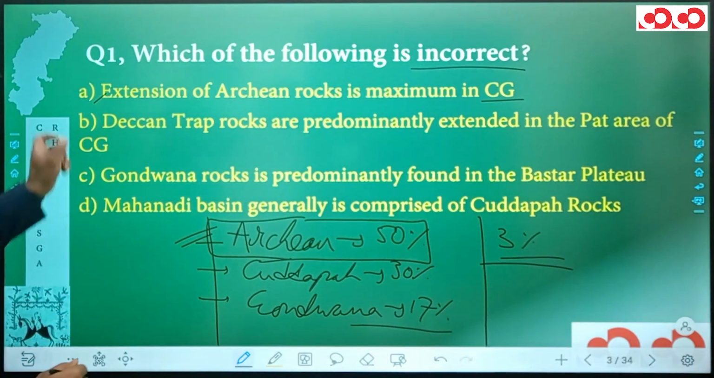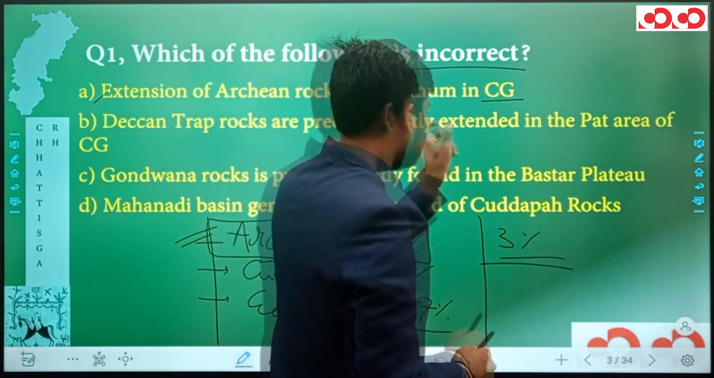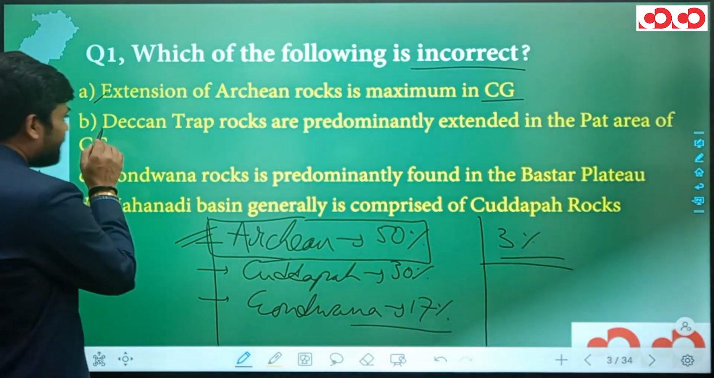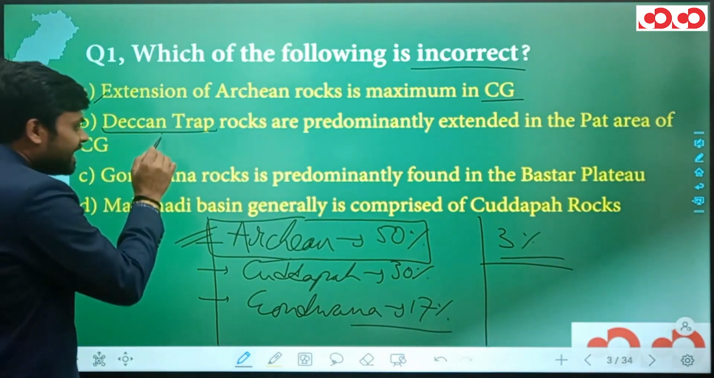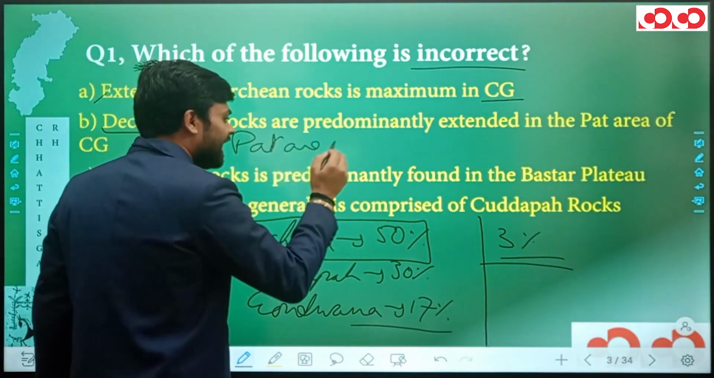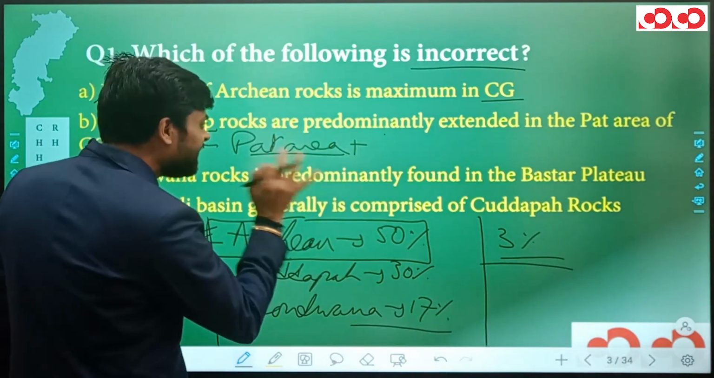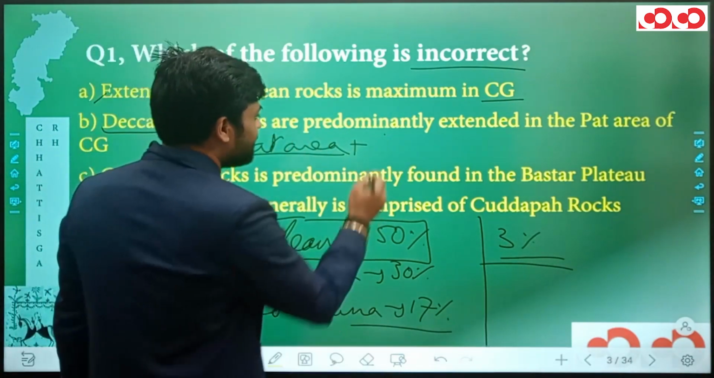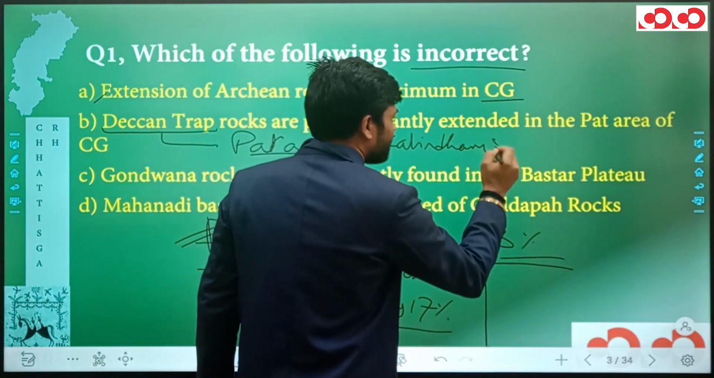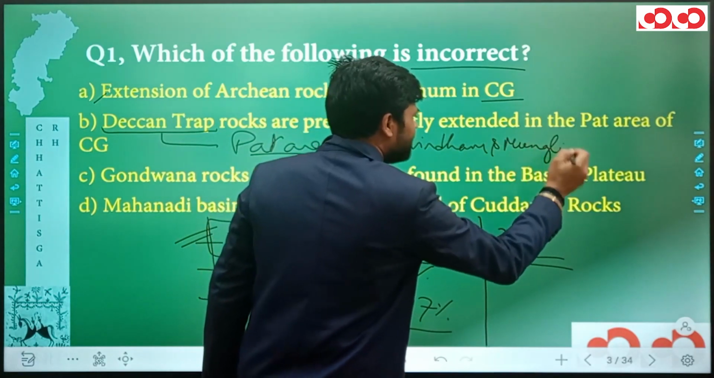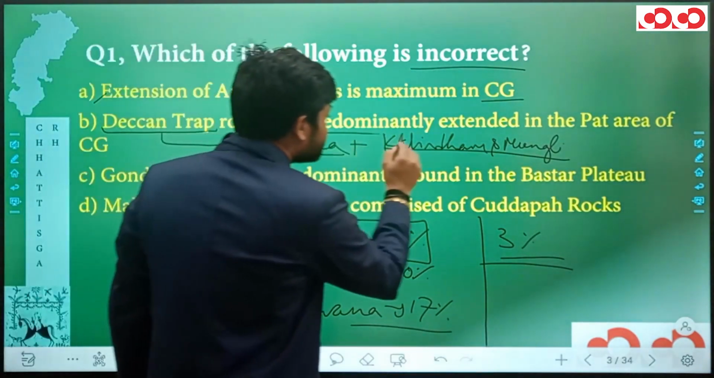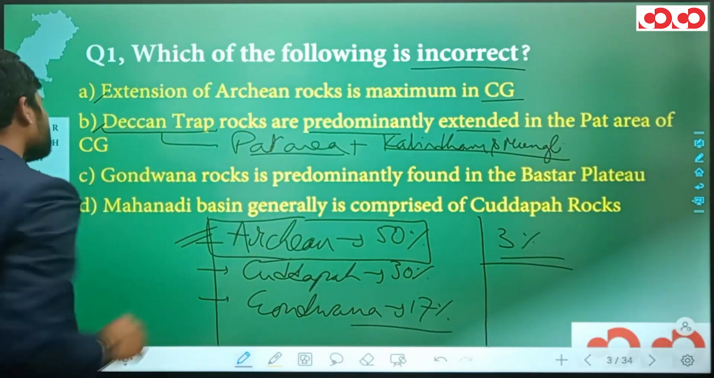Now in option B, we have: Deccan trap rocks are predominantly extended in the Pat area of Chhattisgarh. Deccan trap rocks are actually extended predominantly in the Pat area of Chhattisgarh, and their meager extension is also in the Mahanadi basin in districts like Kabirdham and Mungeli, but it is a meager extension. So, predominant extension in Pat area, yes, this option is also going to be correct.